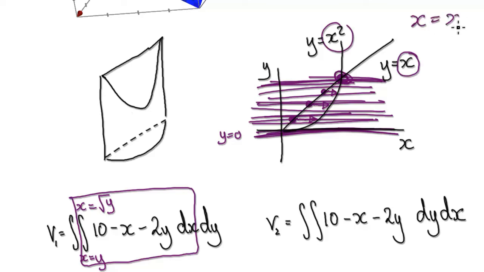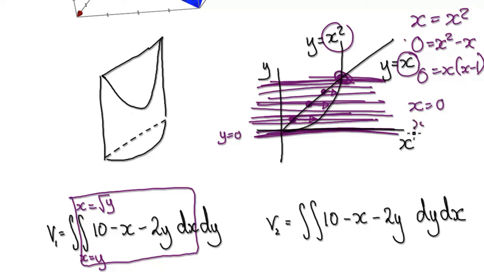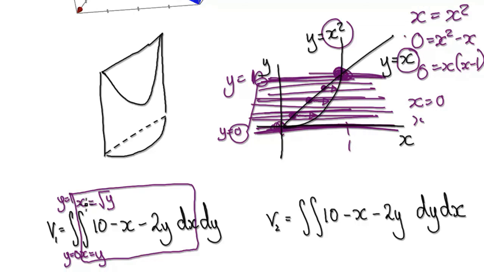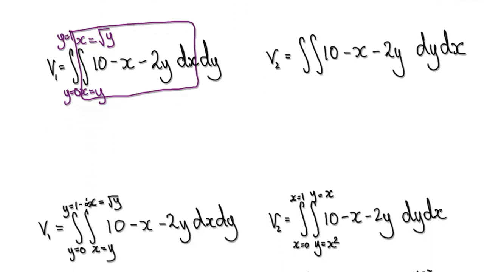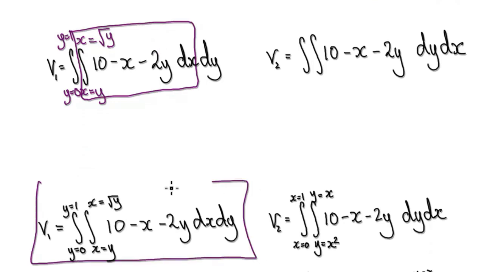So x equals x squared. Take away x on both sides. x squared minus x. Factorize. So the answer is x equals 0 and x equals 1. So it intersects at 0 and it intersects at 1. So that means this must be 1. So y equals 1. Anyway, you're scanning from y equals 0 to y equals 1. So that will then take us to here. So that's the first volume here.